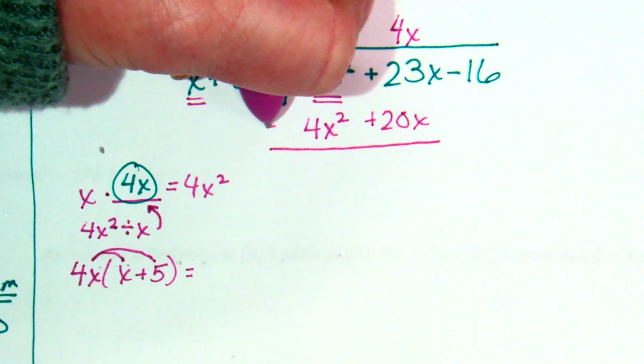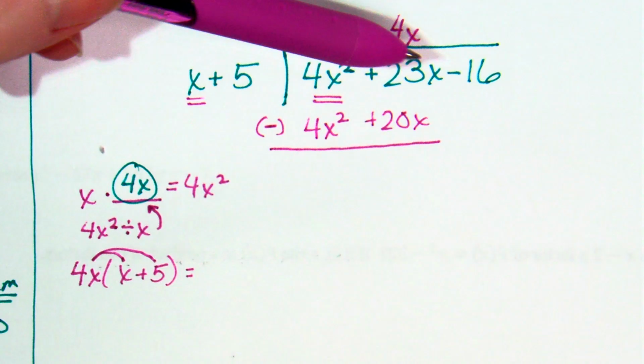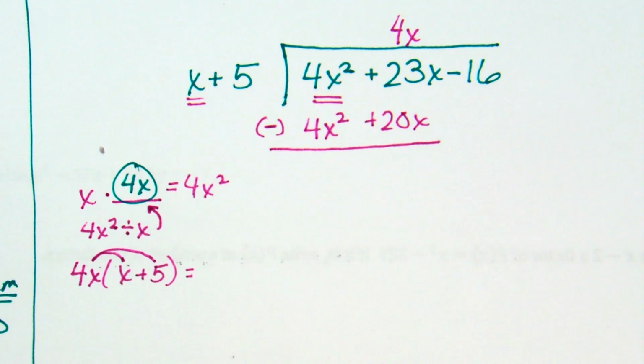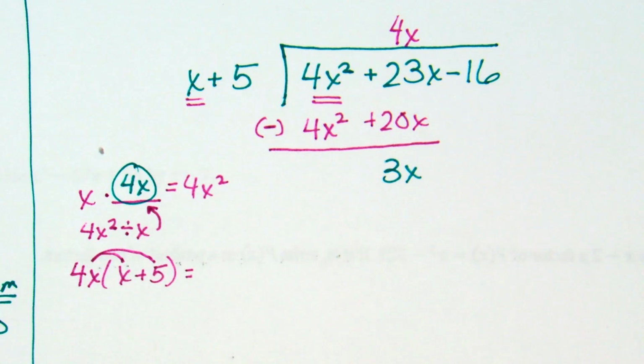And then we're going to subtract. 4x squared minus 4x squared. 0. If it comes out something other than 0, backtrack. You haven't done something right. You need that first term to be 0. And then 23x minus 20x. 23 minus 20 is 3x. Now what? Bring down the next term. So I'm bringing down the minus 16.